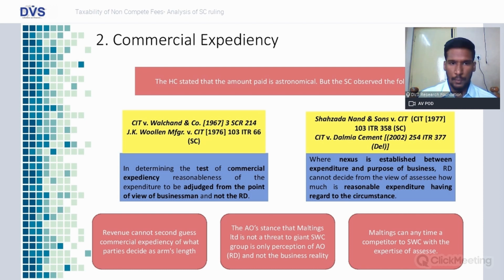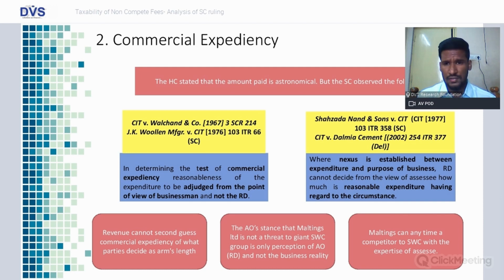But going further, coming to the merits of the case, the Supreme Court observed the following points. The High Court stated that the amount paid is astronomical because the listed share price was only 3 rupees, but it was sold at 30 rupees. So 27 rupees of additional premium is something astronomical and huge. But the Supreme Court observed that in determining the test of commercial expediency, the reasonableness of the expenditure has to be seen from the point of view of the business and not from the revenue department.